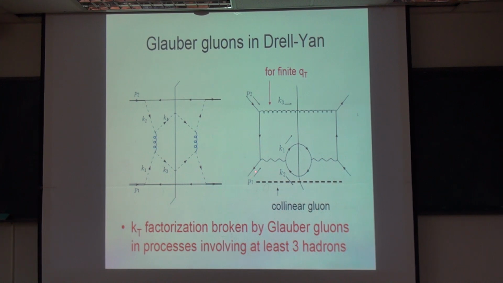So that means we have at least an initial state hadron 1, another incoming hadron 2, and 1 hadron in the final state. This is a necessary condition to have this factorization violating effect by the Glauber gluons. So then we can draw the Glauber gluon here, and this Glauber gluon will break the KT factorization. So the KT factorization for Drell-Yan is broken. Okay, this is the second piece of information.